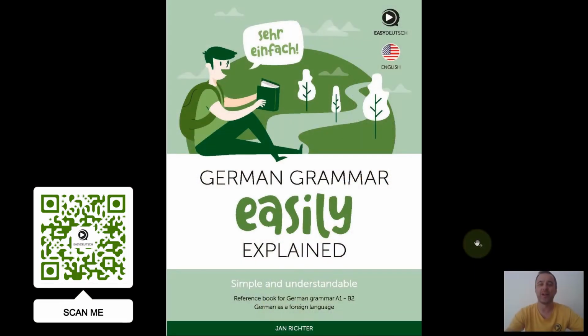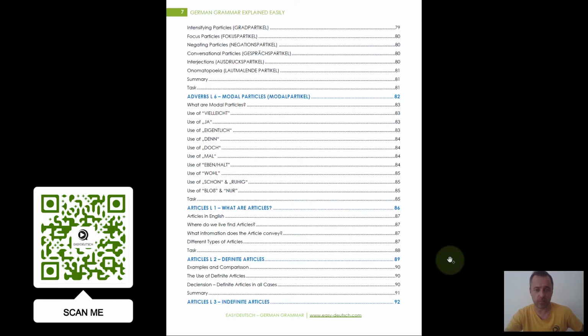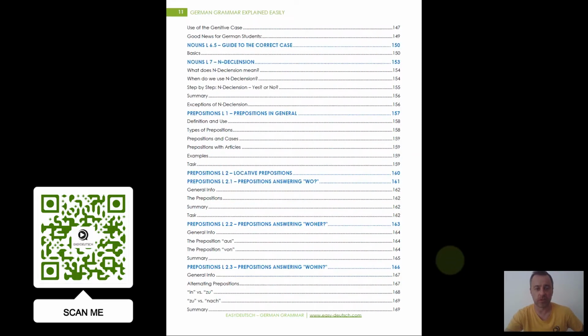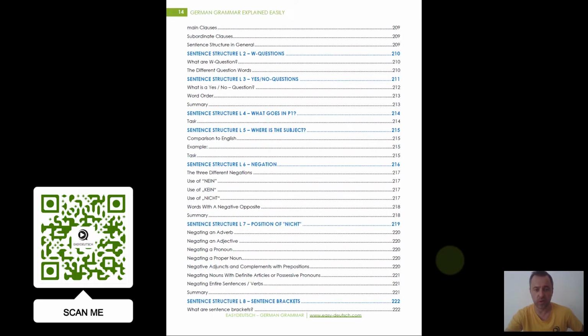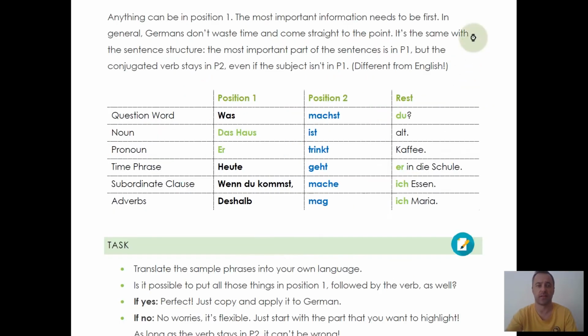So we're here now in my ebook, German Grammar Explained Easily, and today's topic is sentence structure and what goes in position 1. So let's have a look at this lesson.